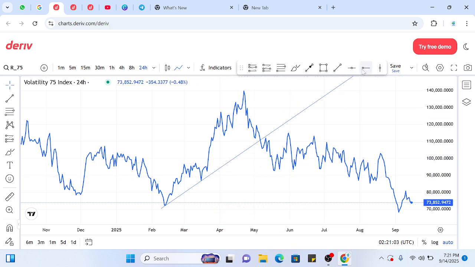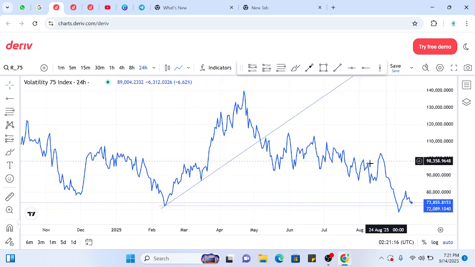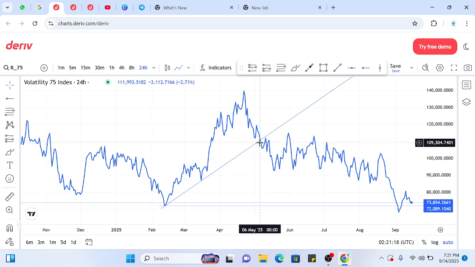And where is price targeting to hit? I think it has hit that already. So price is targeting to hit this level basically as take profit coming from this trend line break here. So we can see it did that.